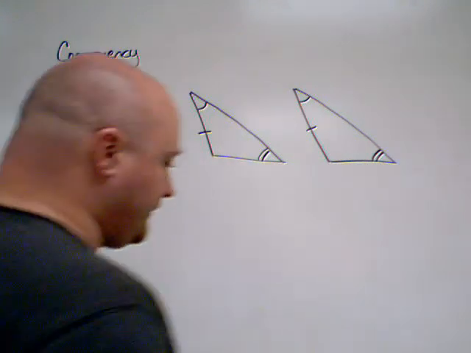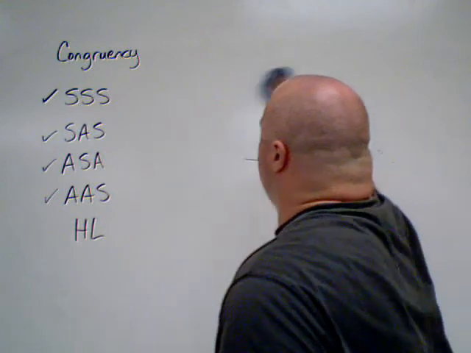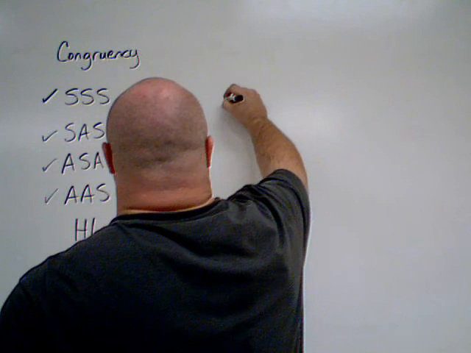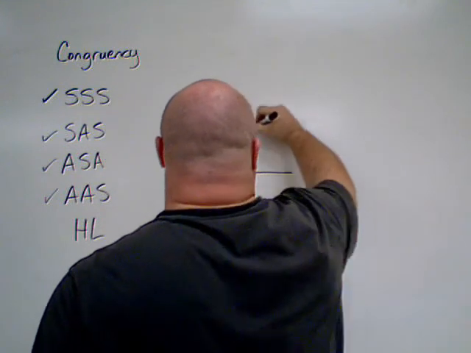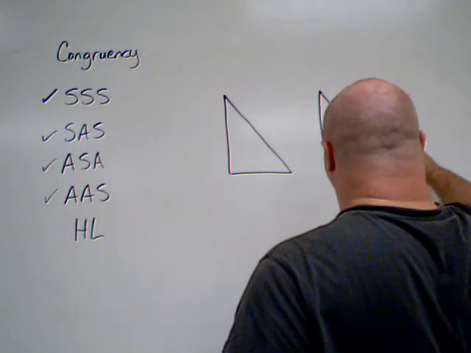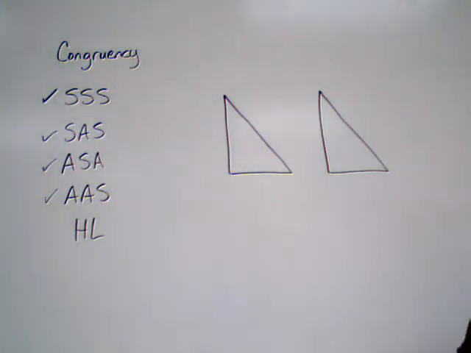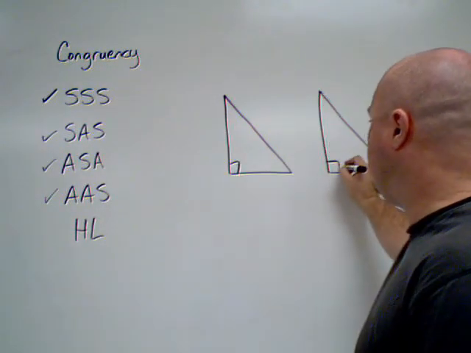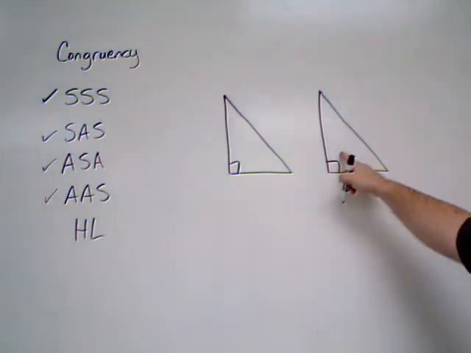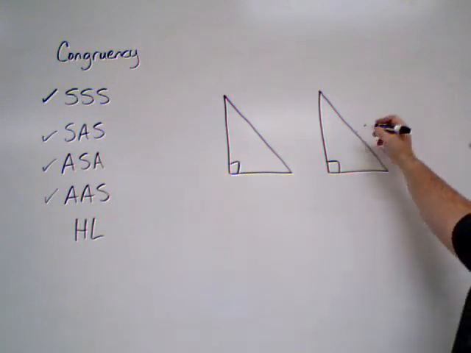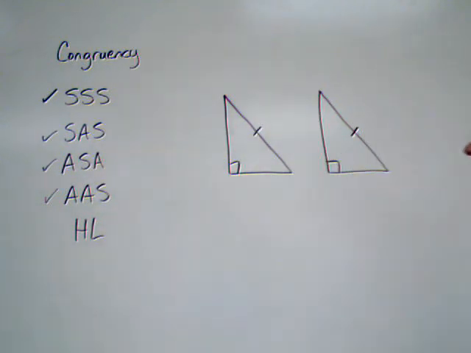Okay, the last one. HL stands for hypotenuse leg. To use hypotenuse leg, you need a specific kind of triangle. You need a right triangle. The reason, of course, is that if you don't have a right triangle, you don't have a hypotenuse. The hypotenuse is the side across from your right angle. So your hypotenuse is here and here. Those have to be congruent to use hypotenuse leg.